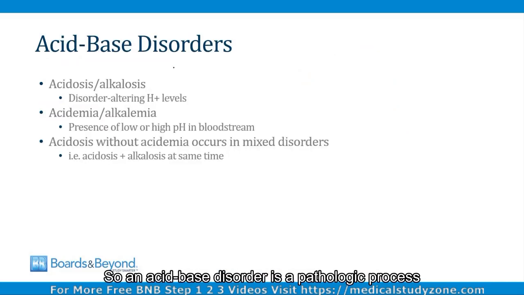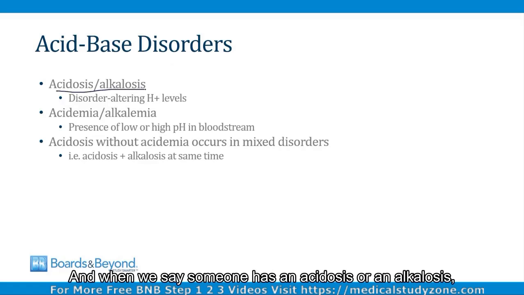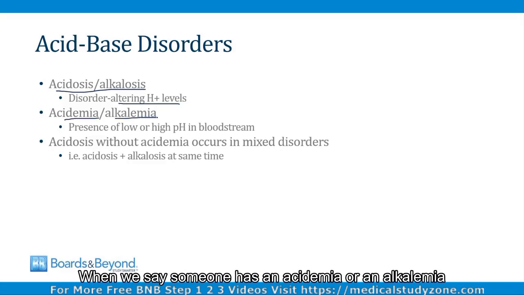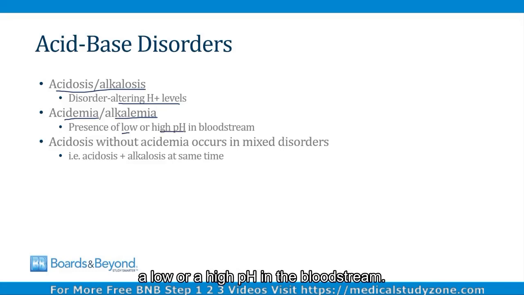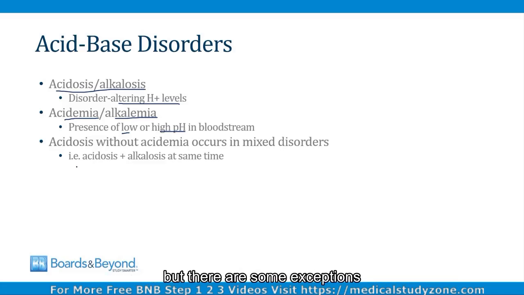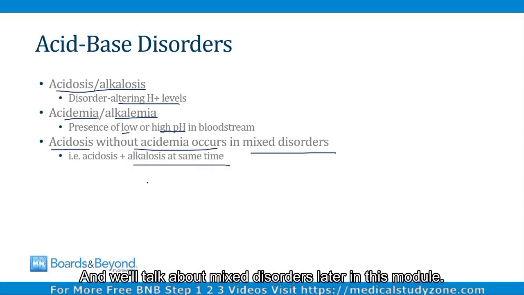So an acid-base disorder is a pathologic process that causes the pH to become above or below the normal range. And when we say someone has an acidosis or an alkalosis, what we mean is they have a disorder that's altering the proton levels and therefore altering the pH. When we say someone has an acidemia or an alkalemia, what we mean is they have either a low or a high pH in the bloodstream. Now usually when you have an acidosis you also have an acidemia, and when you have an alkalosis you also have an alkalemia, but there are some exceptions, and these are called mixed disorders. So if you have an acidosis with an alkalosis at the same time, then you might not necessarily have acidemia, and we'll talk about mixed disorders later in this module.